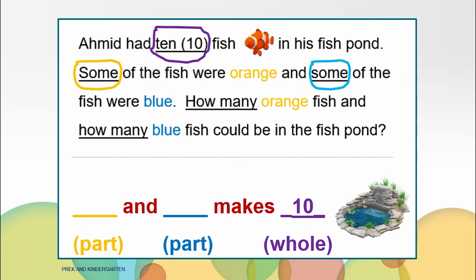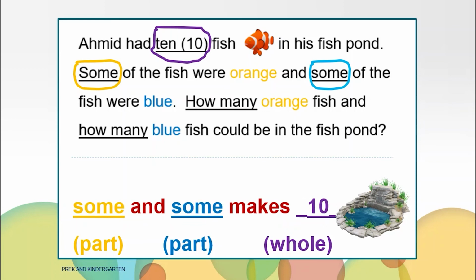Okay, let's read the next sentence. Some of the fish were orange and some of the fish were blue. I circled the parts with the color for the fish. This is different. There isn't an amount of fish. Both the orange and blue says some. Well, let's just put the word some in the number sentence.